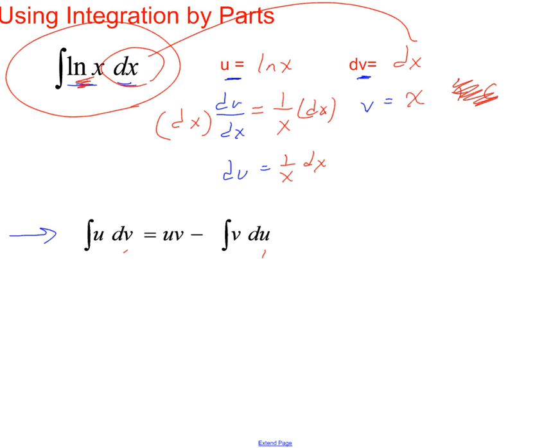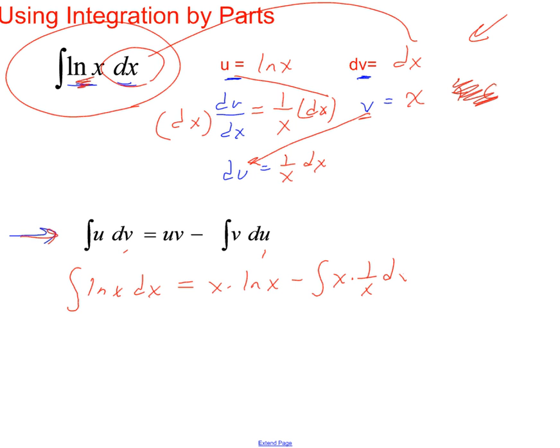Now that I have done all of this, I can substitute all of this back into my formula for the integral of u dv. So the integral of ln x dx can now be written as u times v. U times v is x times ln x minus the integral of v, here's v, times du. So I'm going to have x times 1 over x dx. Now let's go down one more step.